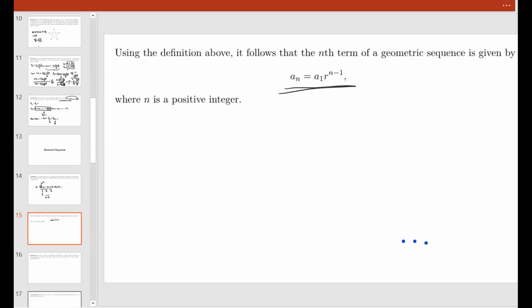So for example, in the previous example, we had 3, 6, 12. So to find the fifth term of the sequence, we would take our first term 3 and multiply that by the common ratio 2 to the 5 minus 1. So this is 4. So this is 3 times 2 to the 4. Should be 48.